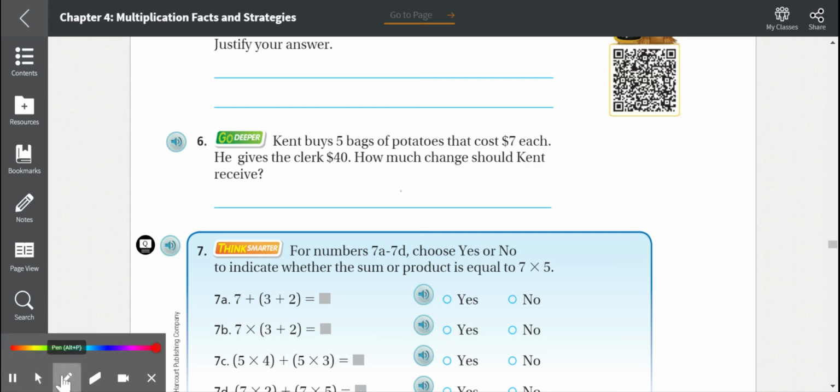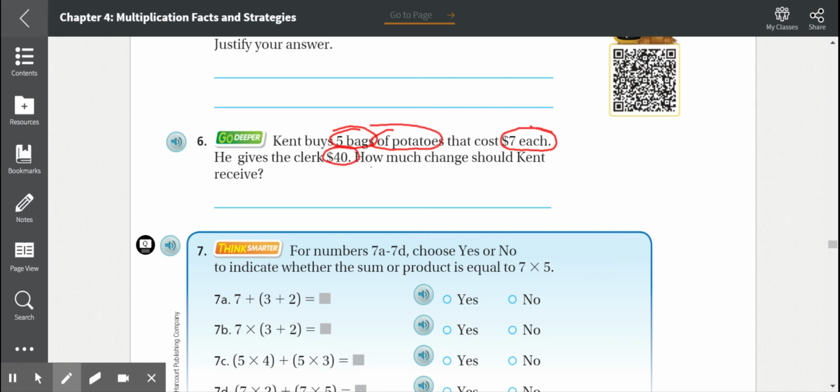Okay, let's do number 6 together, and that will be our last one. Okay, Kent buys 5 bags of potatoes for $7 each. He gives the clerk $40. How much change should Kent receive? Okay, so a clerk is somebody at the store who you give your money to and you buy something. Okay, so Kent buys 5 bags of potatoes for $7 each. So that's 5 times 7. And he gives the person $40. How much is he going to get back in change?